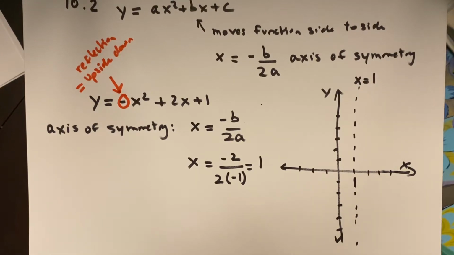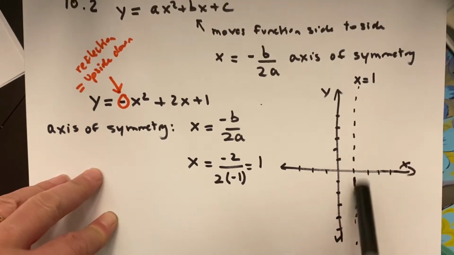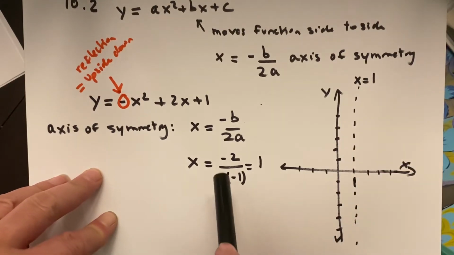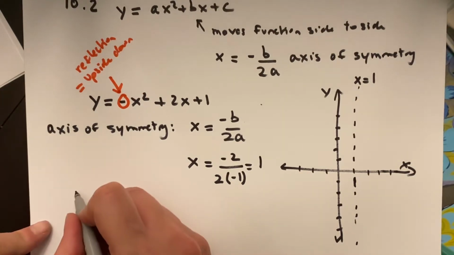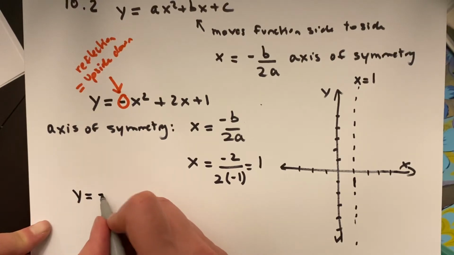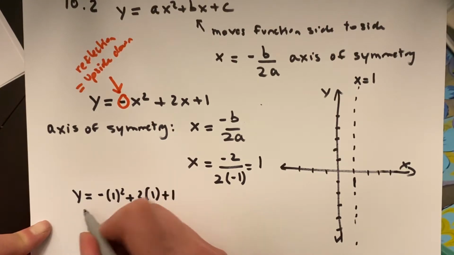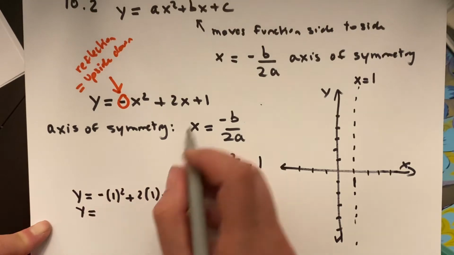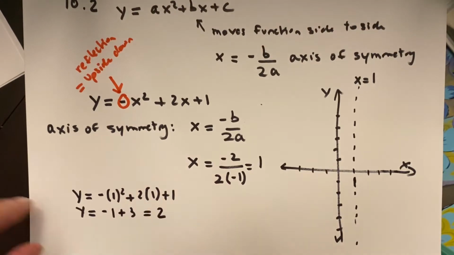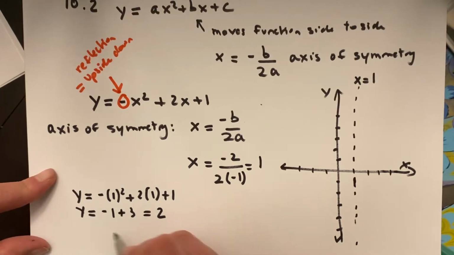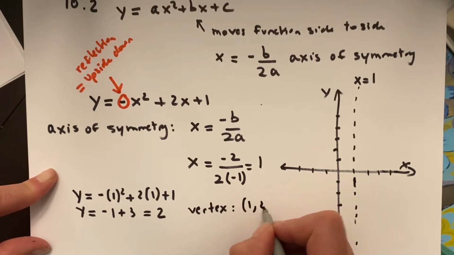Once I've found the axis of symmetry, I need to find the vertex. When I found the axis of symmetry, I already have the x portion of the vertex, which is going to be on this axis. All I need to now do is find the y. Well, that's easy. I just substitute it into my equation. So I'm going to take my equation y equals negative, and I put in 1 for x, 1 squared plus 2 times 1 plus 1. And when I do that, I get a y of negative 1 squared is negative 1 plus 3 equals 2. So my vertex is going to be 1, 2.